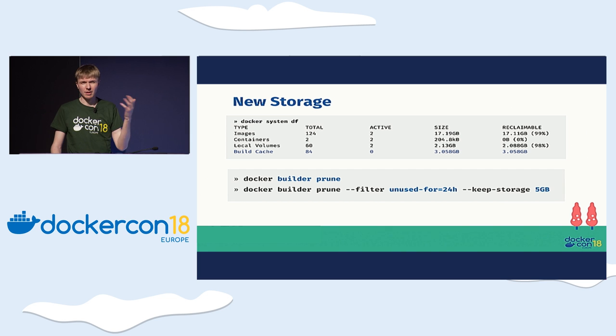You can use it with smart filters, so that you could say, for example, that you only want to clean up cache that has not been used for some period of time, or you can set a storage limit, and then we will use the internal statistics of BuildKit to figure out what cache records have less priority and only clean up those until we match the storage limit. And there's even an optional garbage collection that will do this automatically and make sure you never run out of disk space.